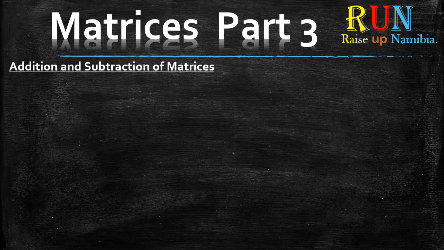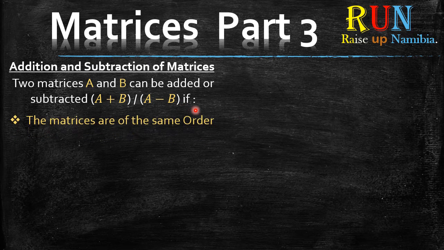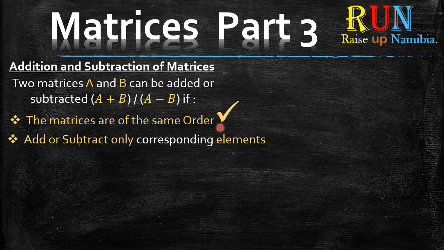Now when we talk about addition and subtraction of matrices, two matrices, for example A and B, can be added or subtracted if and only if they are of the same order, okay? So meaning the two matrices that you want to add or subtract should be of the same size or order. Now, if they are of the same order, we only add or subtract the corresponding elements. So what do I mean by this? If you don't understand, don't worry. We will get into examples that will enlighten your understanding.